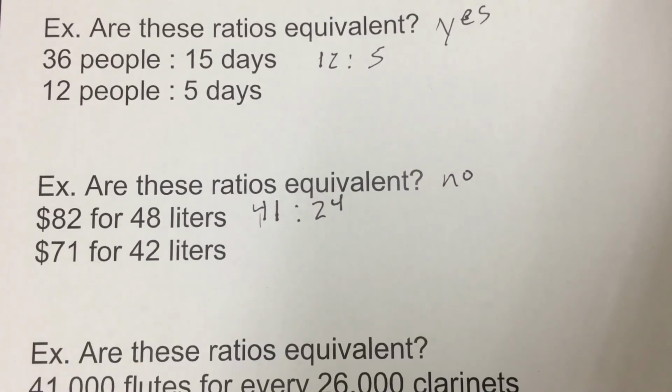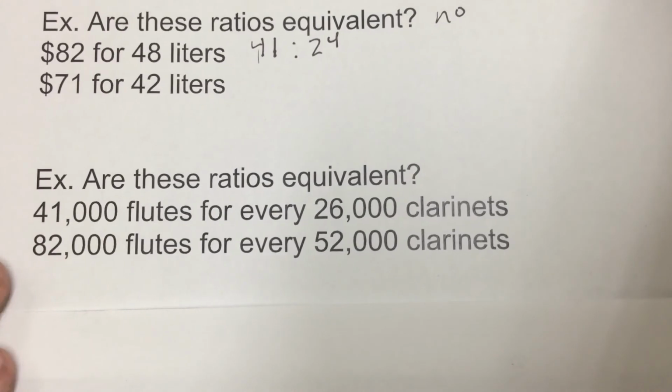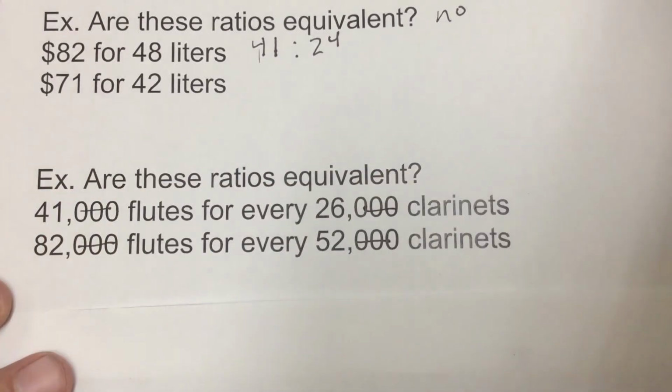So are these ratios equivalent? 41,000 flutes for every 26,000 clarinets to 82,000 flutes to 52,000 clarinets. So right now, bigger numbers. Sorry, I was off screen there. But we can make those a lot smaller and make them easier to work with. They're all in the thousands. So we could reduce them all by 1,000 to make them a little easier to work with.